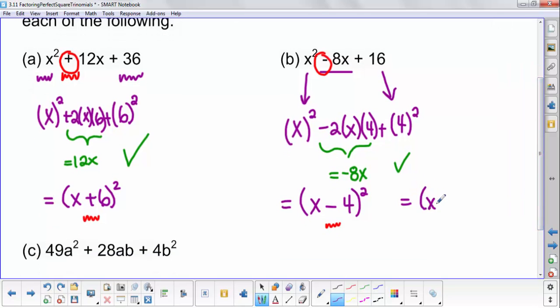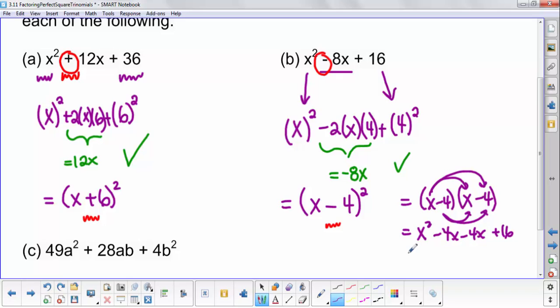And if you're ever unsure, write out your answer twice because it's squared. Do your distribution, so x times x, x times negative 4, negative 4 times x again, and then finally negative 4 times negative 4. And when we collect like terms, we end up with the exact question we started with.